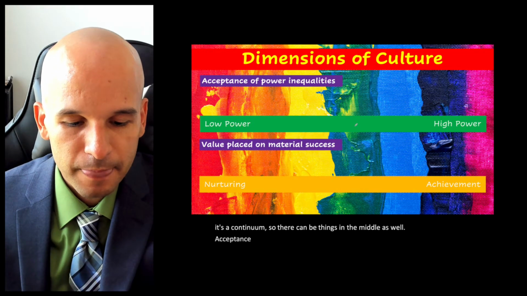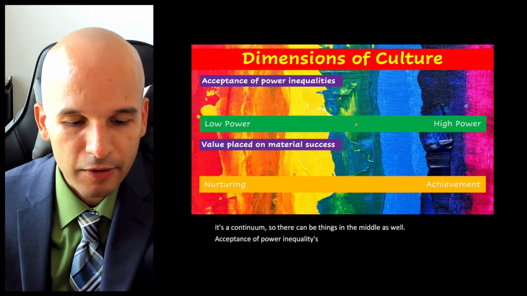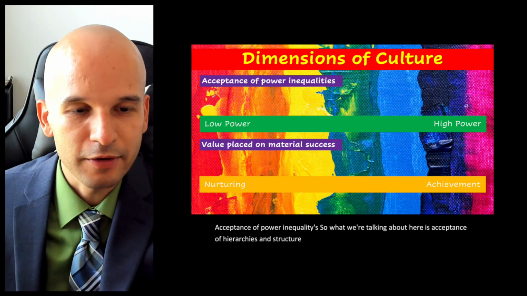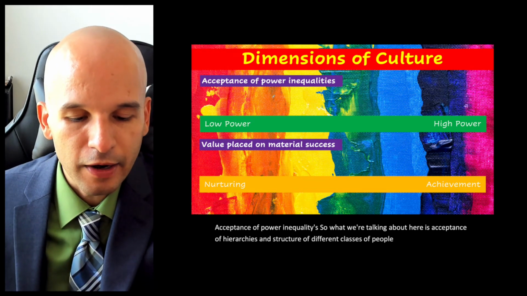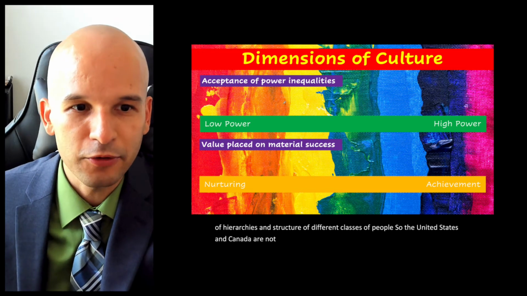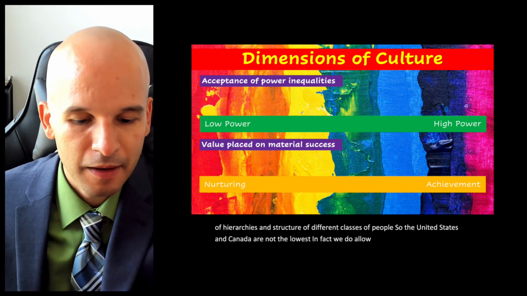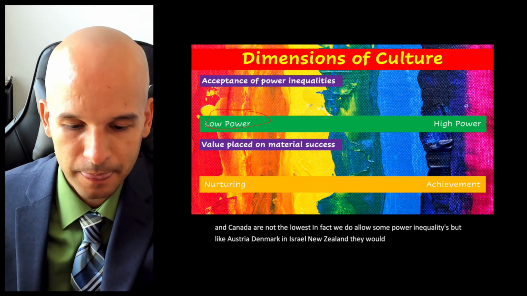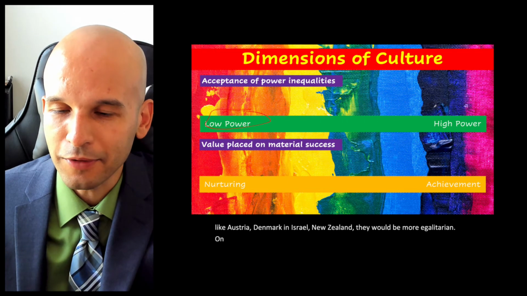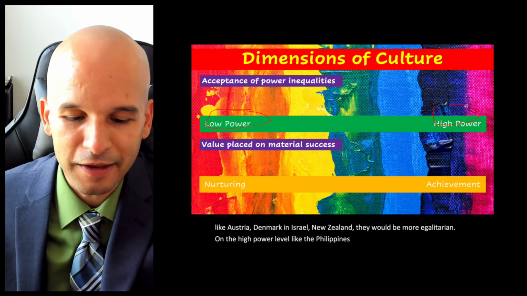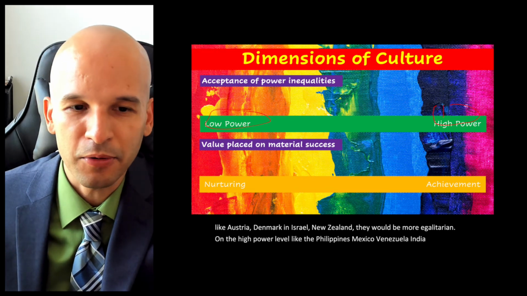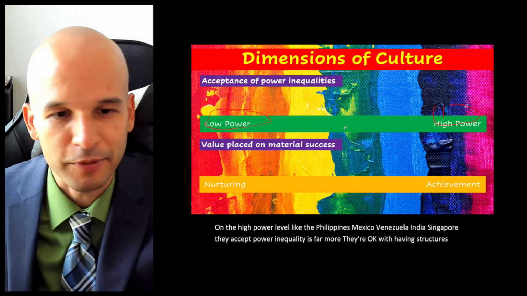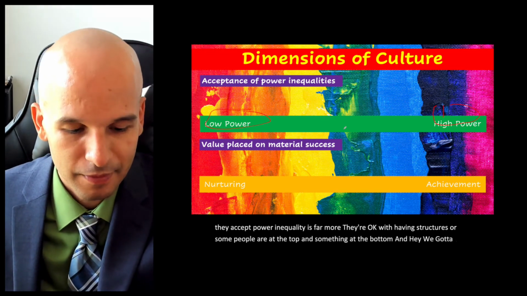Acceptance of power inequalities. So what we're talking about here is acceptance of hierarchies and structure of different classes of people. So the United States and Canada are not the lowest. In fact, we do allow some power inequalities. But like Austria, Denmark, Israel, and New Zealand, they would be more egalitarian. On the high power level, like the Philippines, Mexico, Venezuela, India, and Singapore, they accept power inequalities far more. They're okay with having structures where some people are at the top and some people are at the bottom, and hey, we just gotta know our place.